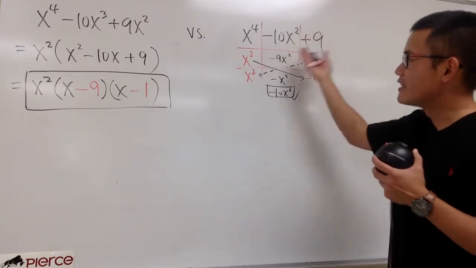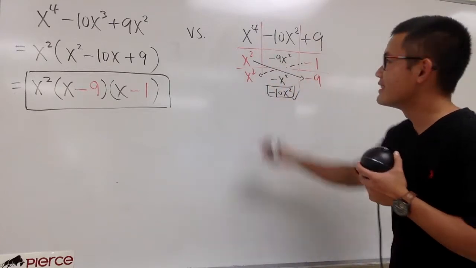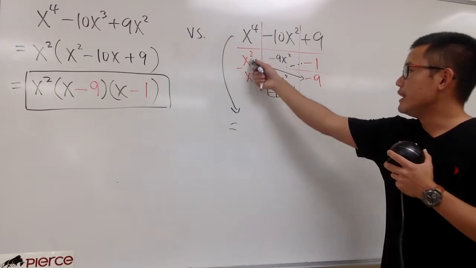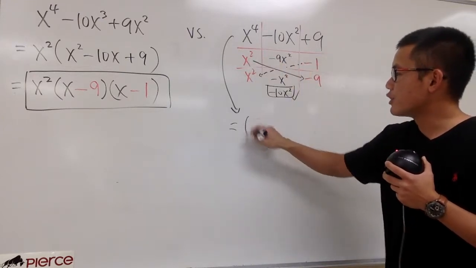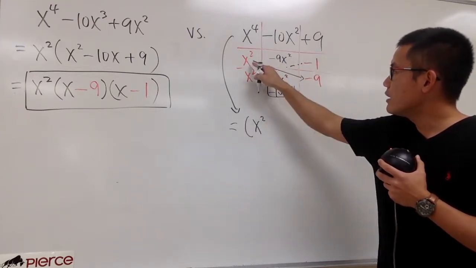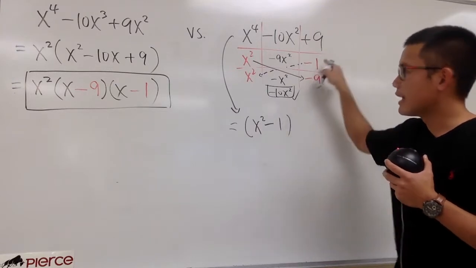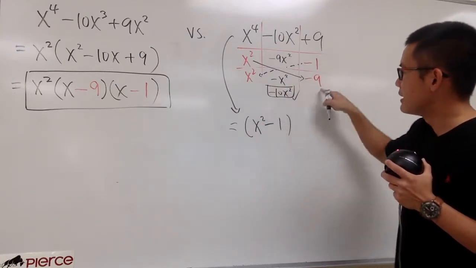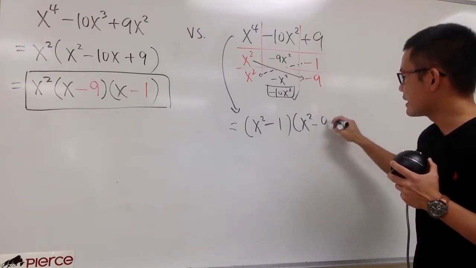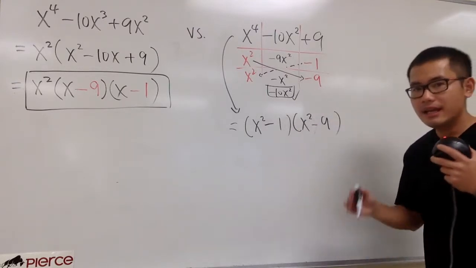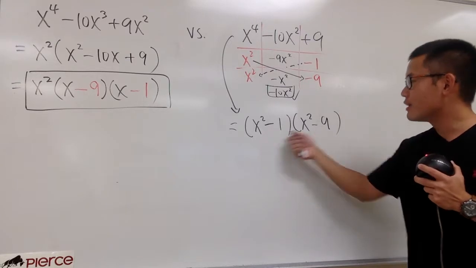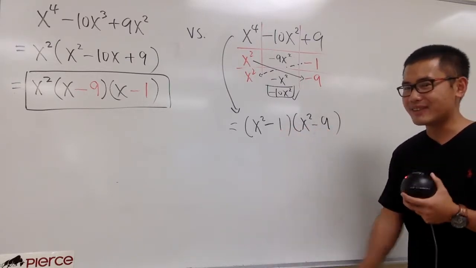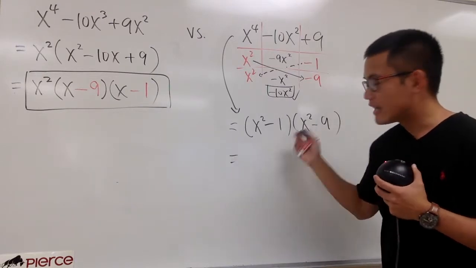So we can still factor this with the tic-tac-toe method, right? And be sure you read the answer across. So the first factor is going to be x squared minus 1, like this. And the second factor is x squared minus 9, like that. Okay? And now, can we factor more? Can we factor more? The answer to that is yes and yes. So we'll have to do that, and let me just set this up for you.